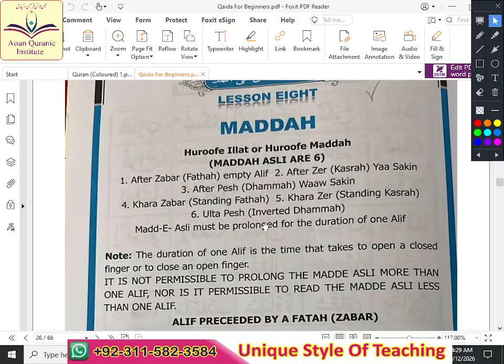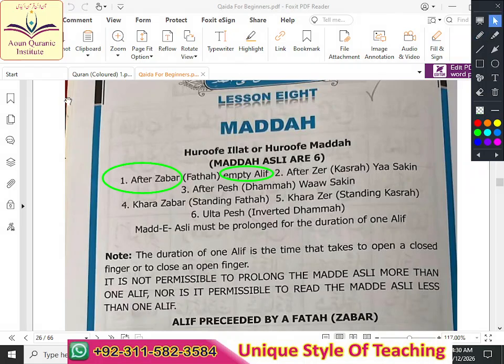We are learning today about Maddah Asli. Okay, Maddah Asli. There are six types of Maddah Asli. How many? Six. Number one, after Zabar, empty alif.